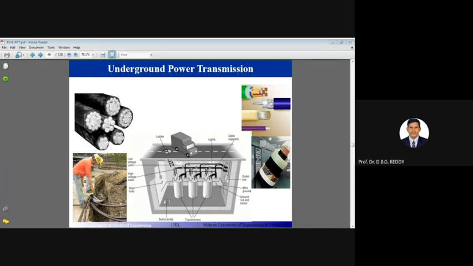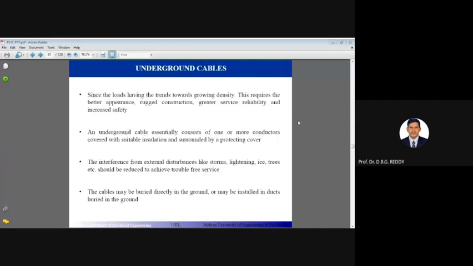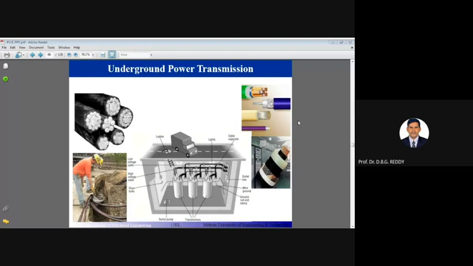Only in case of a fault, identification of the fault is difficult, but nowadays by using information technology, you can easily identify faults in underground cable transmission. Many things will be there. From the economics point of view it is costly, but it is a safe system. You can see how the cables are laid down in the ground, how the multi-core cable will be there. These are underground cables.